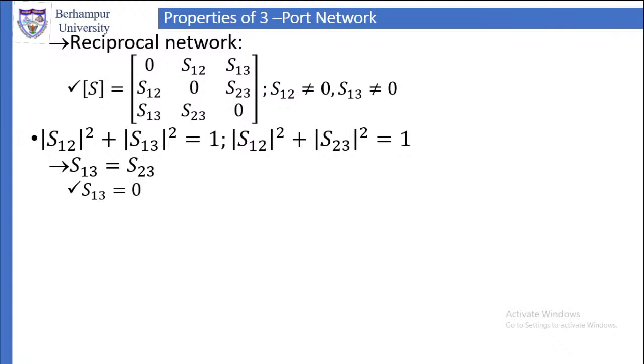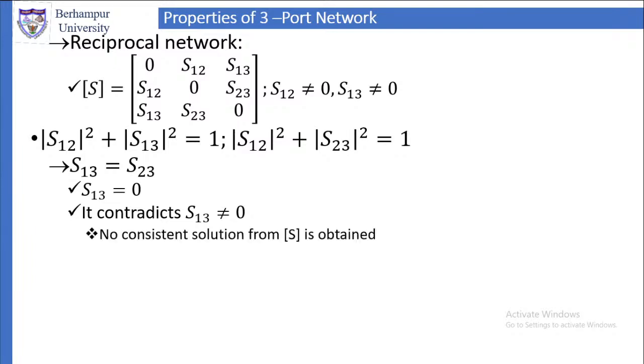Matched reciprocal network. Now, what does this mean? This means that S13 is equal to S23. So S13 is equal to S23. That will be possible only if S13 is equal to 0, which contradicts the condition that we saw in the past. We gave S13 is not equal to 0, S12 is not equal to 0. So this contradicts that condition. So it is not consistent with the solution for the S matrix that we have obtained. So this S matrix is invalid.